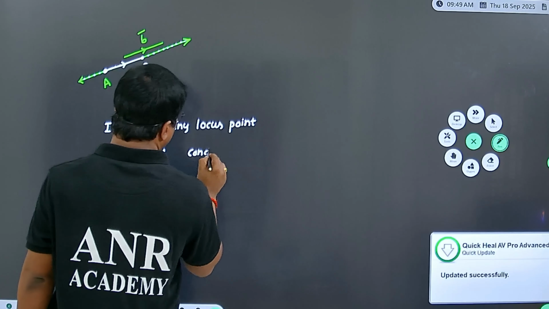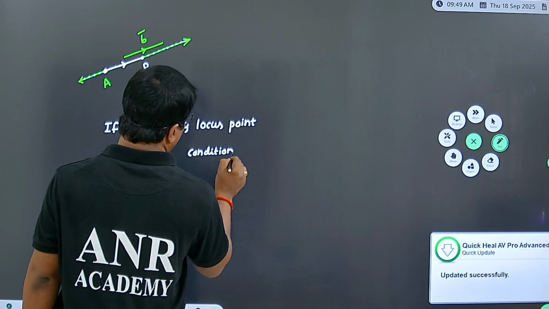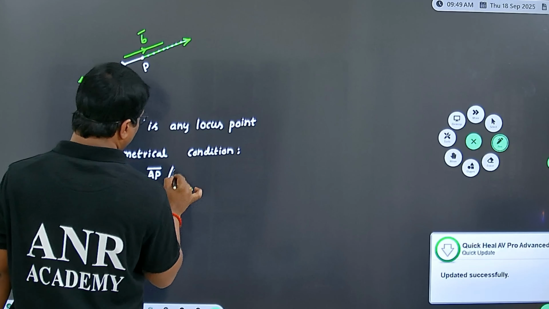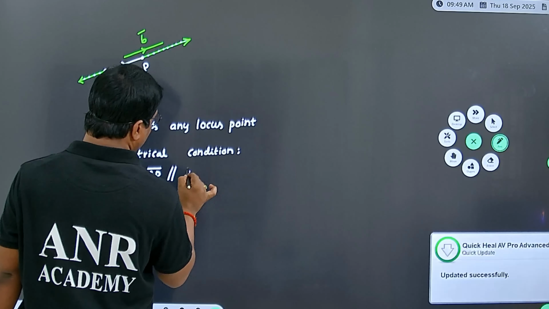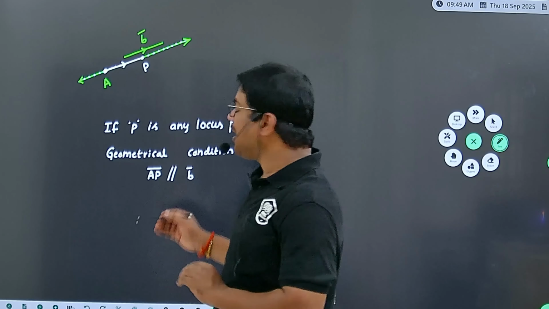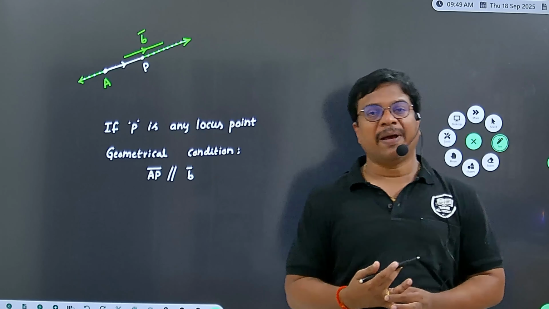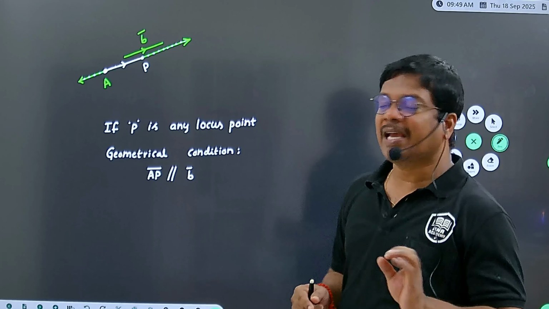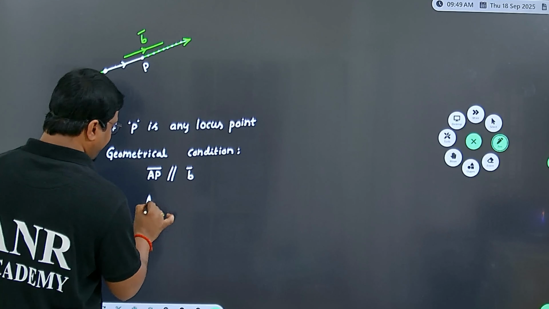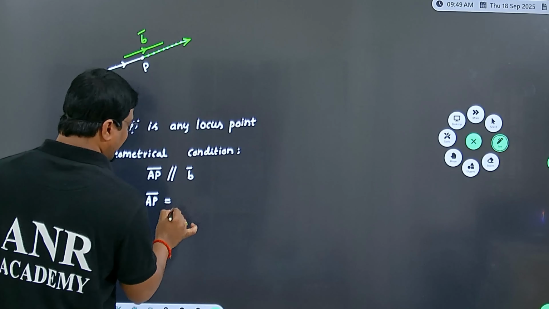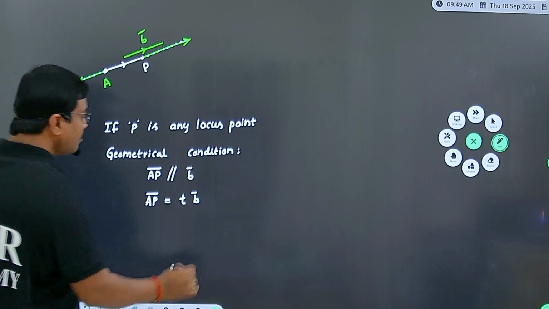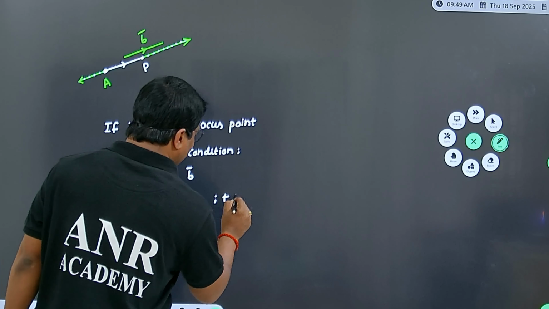Here the geometrical condition, AP vector clearly parallel to given vector B bar. And we know the condition for parallel vectors. When the two vectors are parallel, one can be written as scalar multiple of the other. So here AP vector can be written as scalar multiple of B vector, where t is real number.